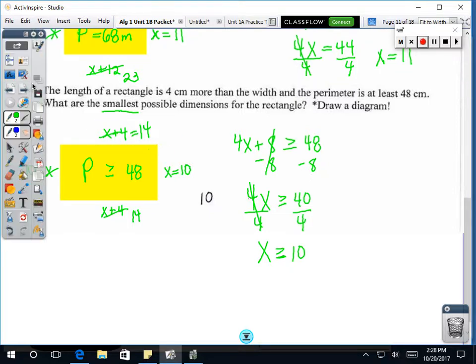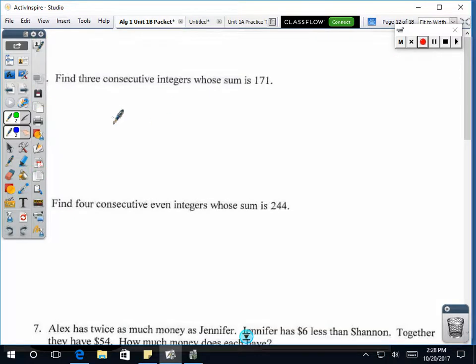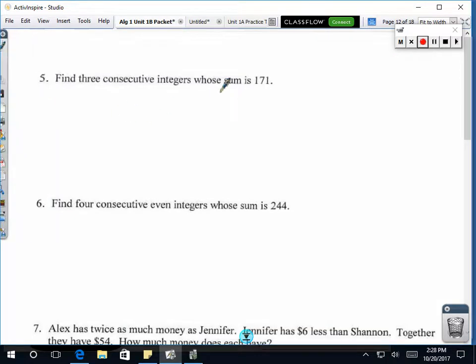Okay, next page. Okay, I want you to try this one by yourself. If you are having trouble, refer back to page 10, number 2, and see what we did on that one. Number 5. Find 3 consecutive integers whose sum is 171. Remember, we're looking for 3 numbers, and they need to sum up, which means add up, to 171.